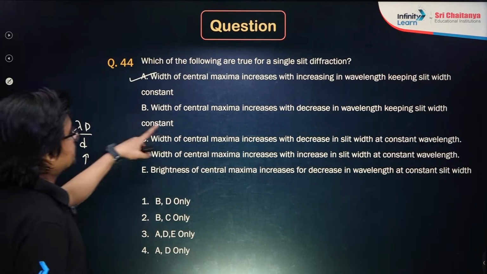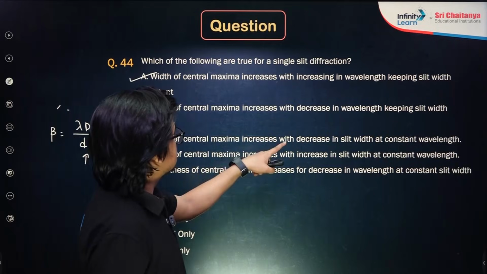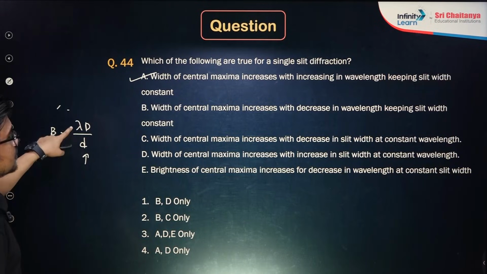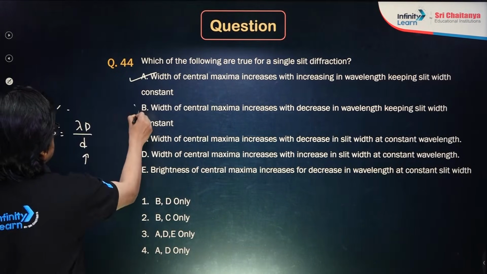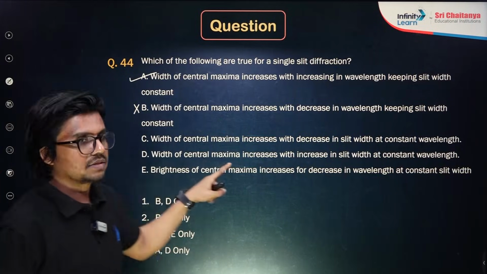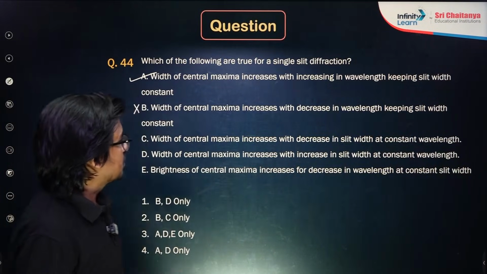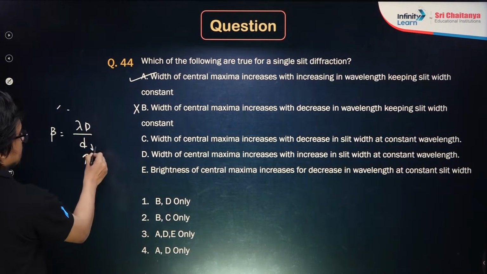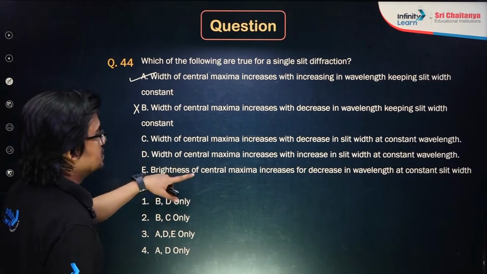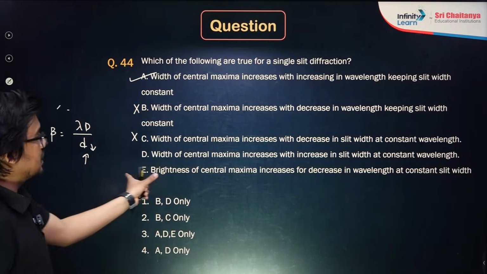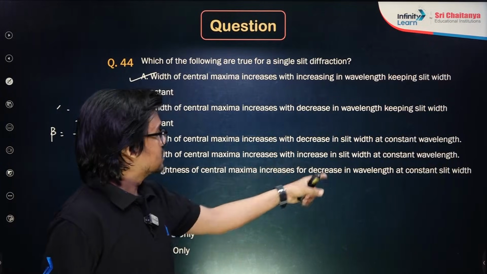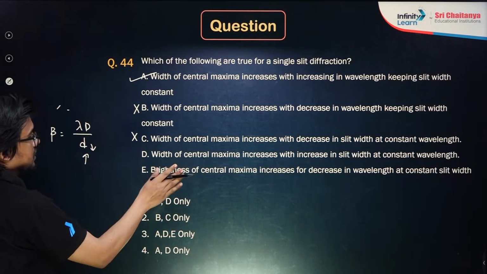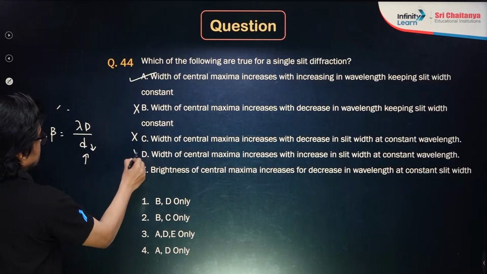That is true. B, width of central maxima increases with decrease in wavelength, keeping slit width constant. So if you keep this d constant and you decrease the wavelength, then width is going to decrease. So this is incorrect. C, width of central maxima increases with decrease in slit width at constant wavelength. D, width of central maxima increases with increase in slit width. If you increase the slit width, beta is going to decrease. So this is also incorrect.